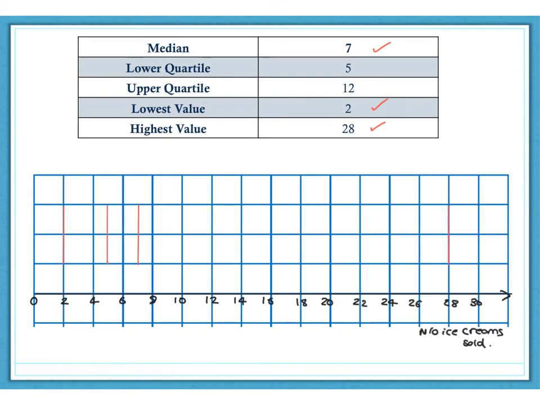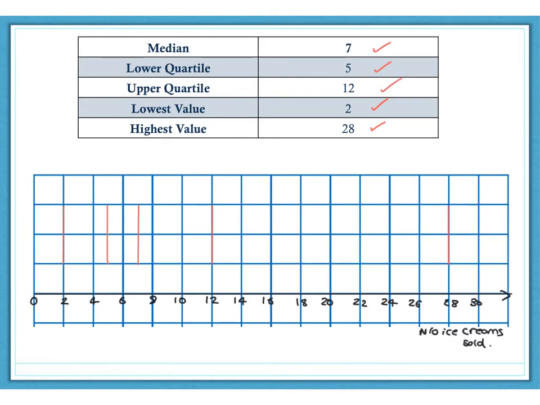Okay. And we want to draw in our upper quartile at 12. So let's do that as well. I'm just going to move that into place. So we now have all our key values plotted.